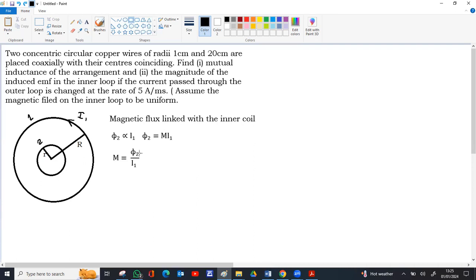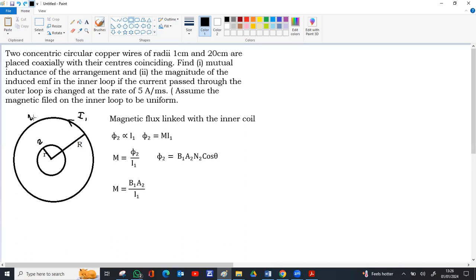So M equals B1 A2 N2 cos theta by I1. Now N2, it's only one turn, two concentric circular coils, so N2 is 1. Cos theta: theta is the angle between the area vector and the magnetic field. The magnetic field produced by this coil is out of the screen. The area vector is perpendicular and out of the screen. So both are parallel, theta is 0, so cos 0 is 1. It becomes just B1 A2 by I1.